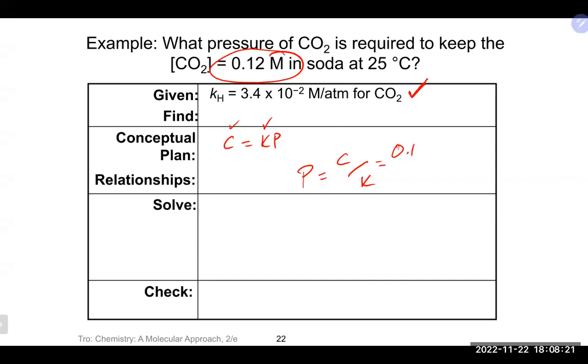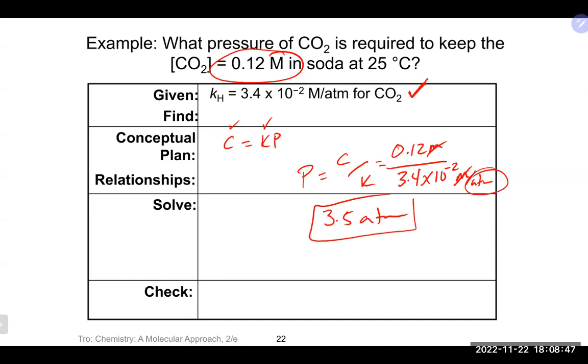Our concentration would be 0.12 molar divided by 3.4 times 10 to the minus 2 molar over atmospheres. Molarity on the bottom and top will cancel, and we will end up with, making sure to use a little exponent action there, about 3.5 atmospheres, which would be the units for our soda. So it's about 3.5 times normal pressure of 1 atmosphere, right? That is our soda, how it is popped in there.